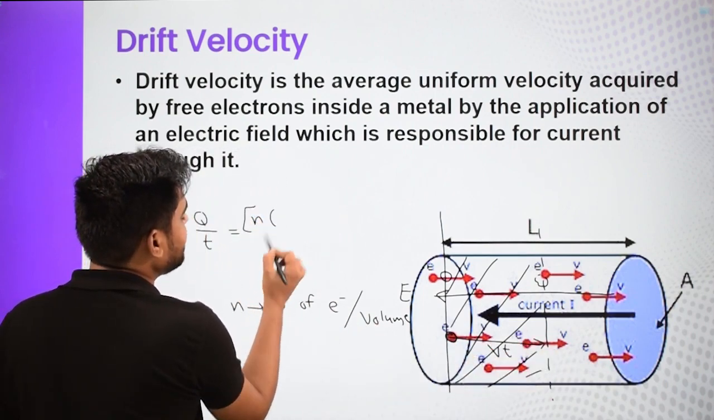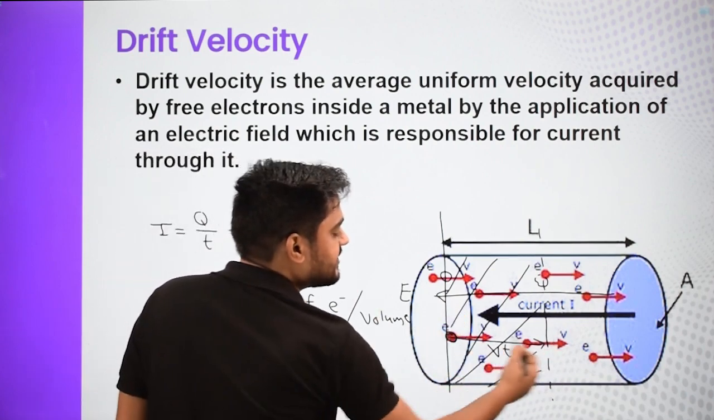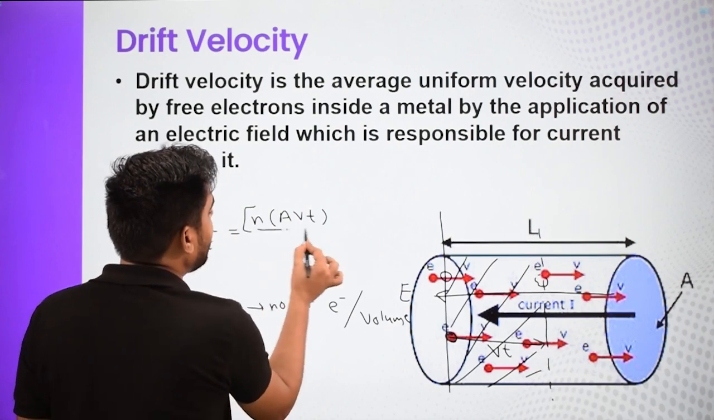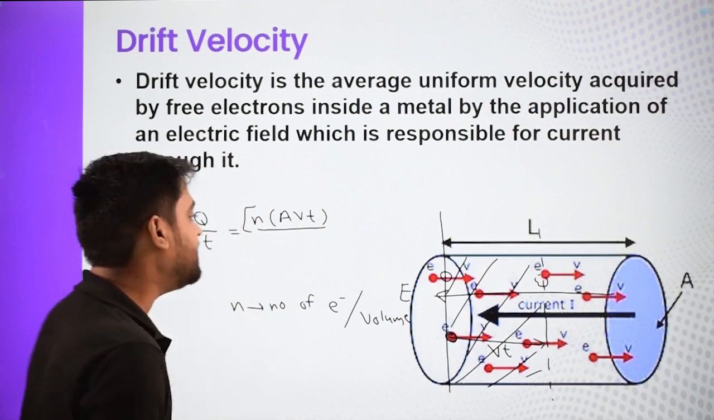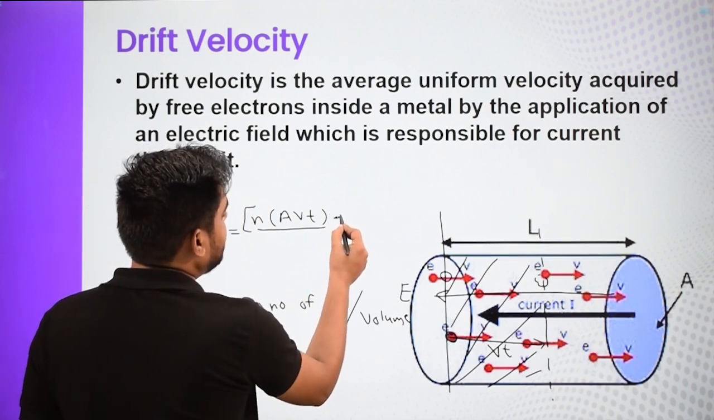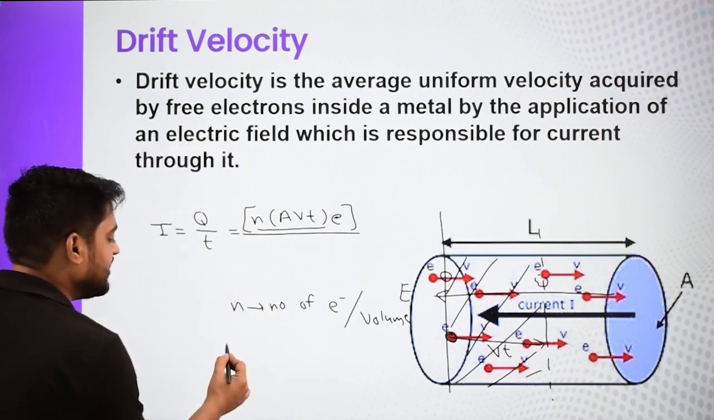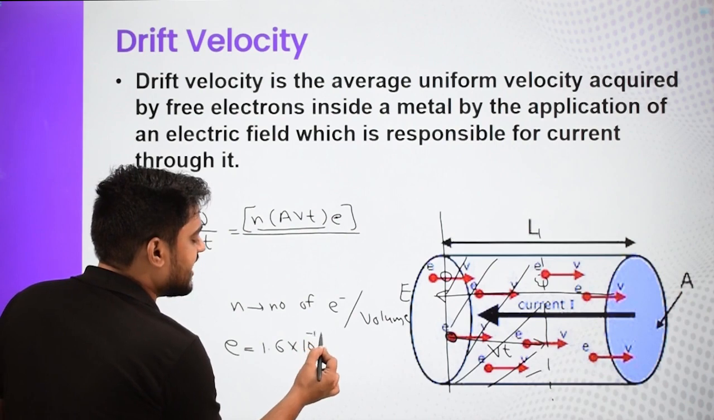What is the volume of that? Volume of this is nothing but area of cross section, that is A, and this length, that is v into t. So this is the expression for the number of electrons present in this region. If I multiply with e, what does e stand for? e stands for the charge on each electron, that is 1.6 into 10 raised to power minus 19 coulomb.